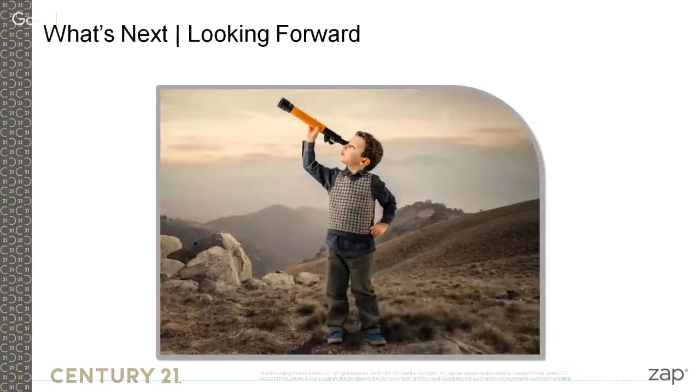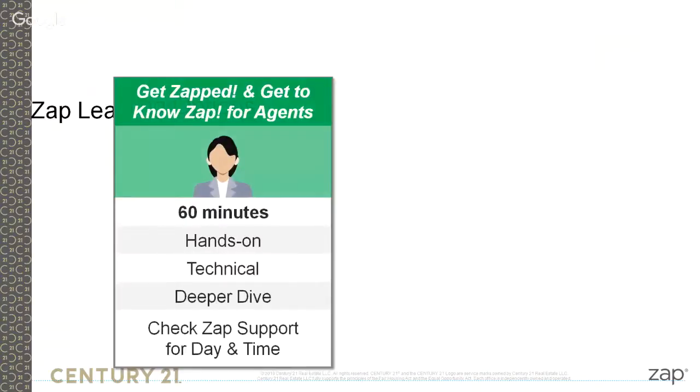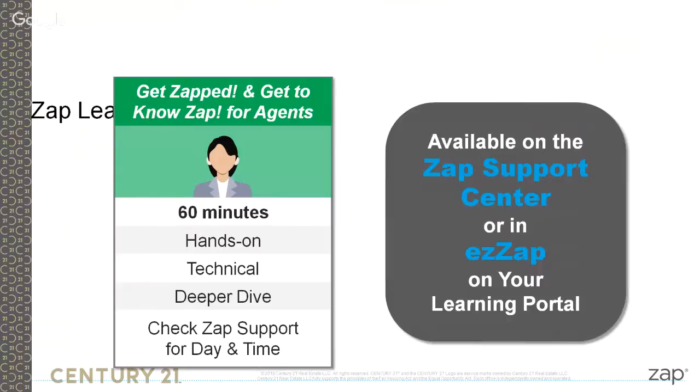What's next? What should you look forward to do? One of the best ways to learn Zap is through one of our live webinars offered to agents. When you're ready to dive deeper, we have the Get Zap series of live webinars where you have the opportunity to do hands-on exercises and learn the details of using the features to drive more business to you. You can sign up for one or all within each series. And if you don't make it, don't worry, the recordings are listed on the same page you signed up, along with the course material.